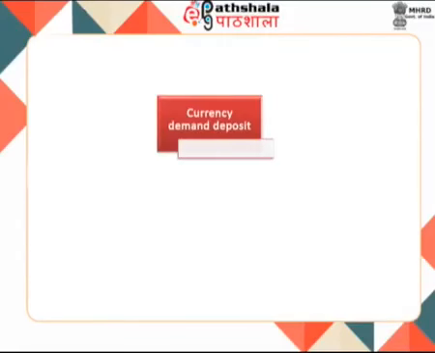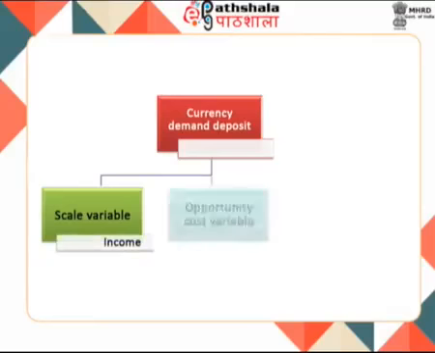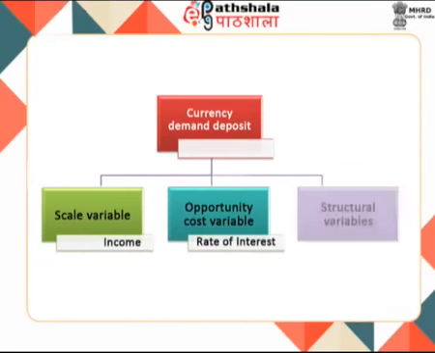Currency demand deposit ratio could be divided into the scale variable income, the opportunity cost variable rate of interest, and structural variables: spread of banking facilities, black money.